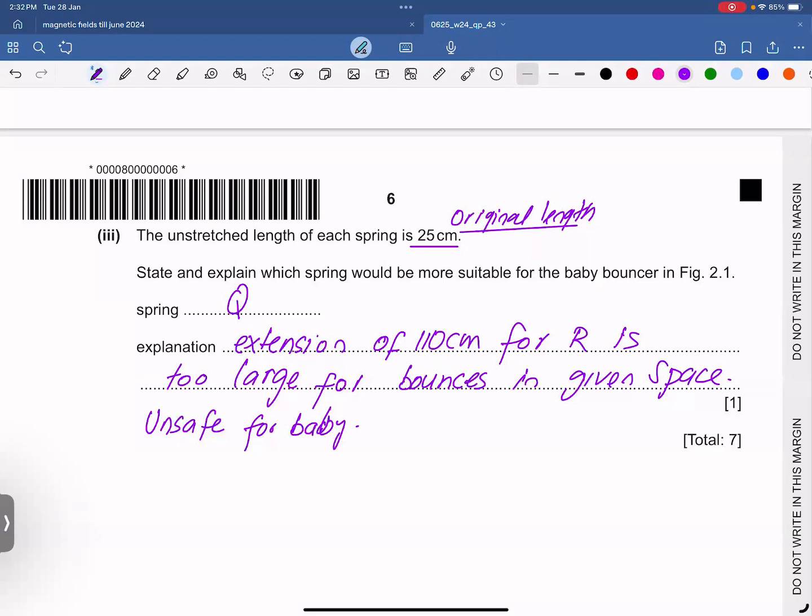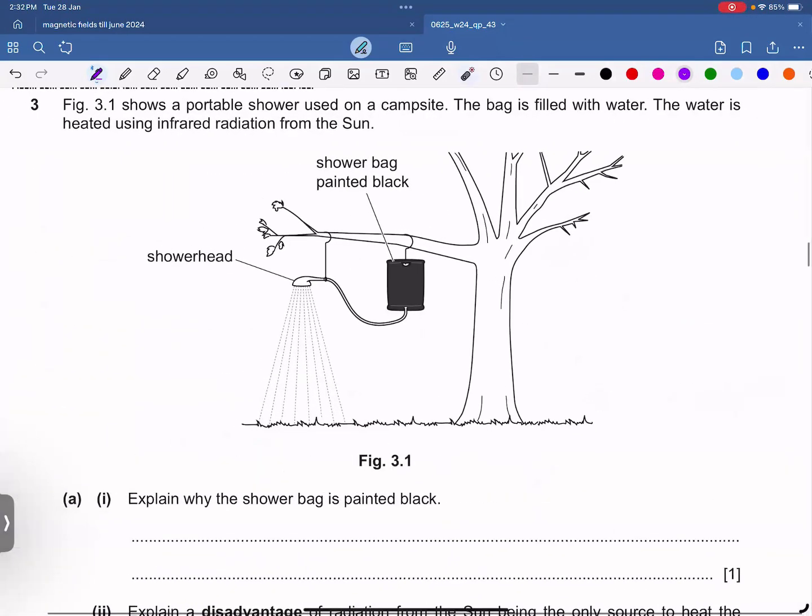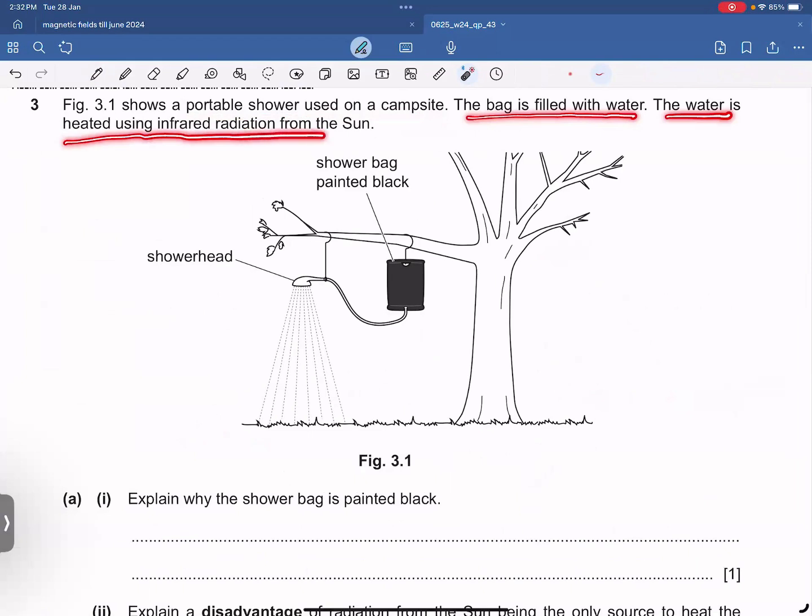Let's go to the next question. Number 3, my dear students. Let's read the question. The figure shows the portable shower used on a campsite. The bag is filled with water. The water is heated using infrared radiation from sun. So it's a shower head, the shower bag. Okay, why is the shower bag painted black?